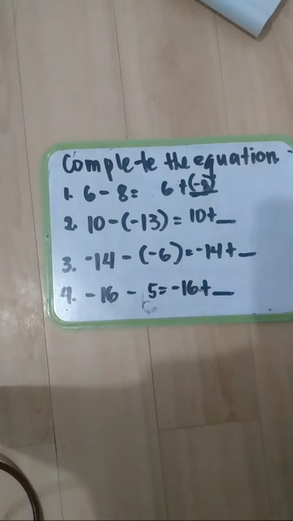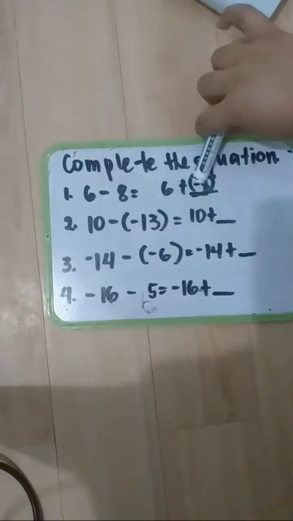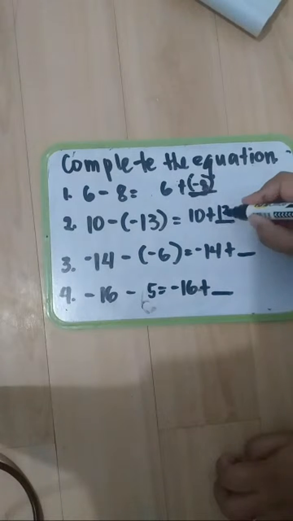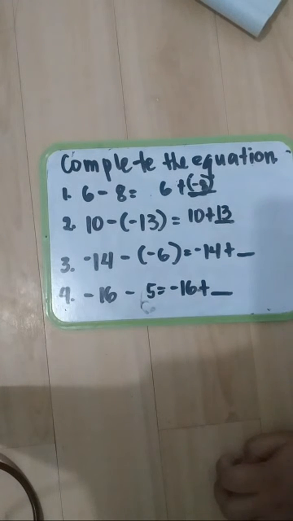For number 1, the correct answer is negative 8. Positive yung 8 dito, ibig sabihin negative yung idadagdag natin. Ano idadagdag natin? Okay, very good. The correct answer is 13. Number 3, negative 14 minus negative 6. The correct answer here is positive 6.